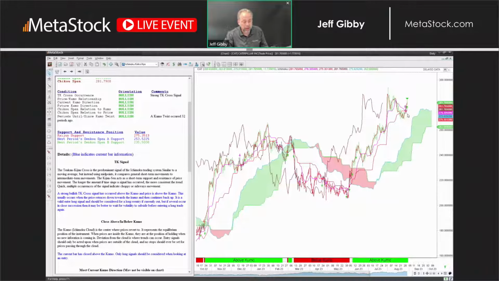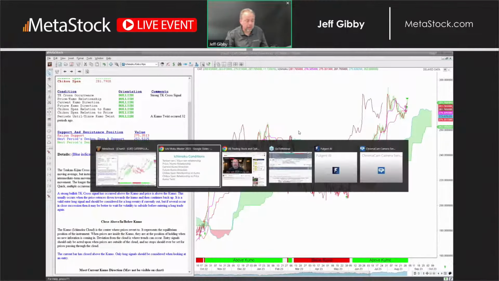And then you'll have re-entries. It'll be as long as you're above that cloud and the TK crosses, those are the re-entries. Okay. It breaks it all down for you, though. It does a really good job. Helps you scan for it.